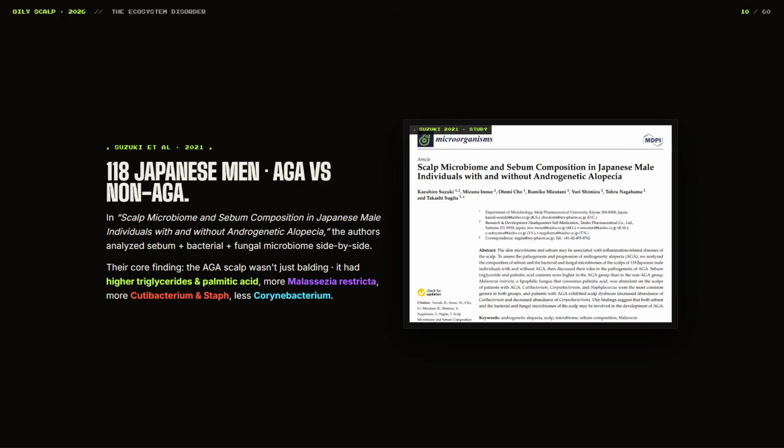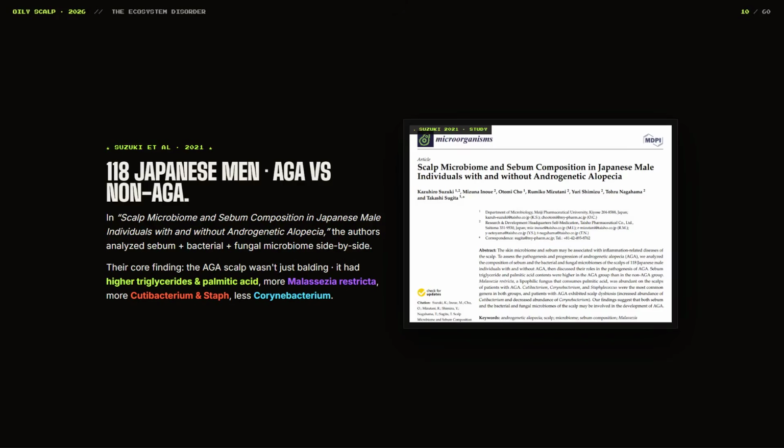In the 2021 Suzuki et al. paper titled "Scalp Microbiome and Sebum Composition in Japanese Male Individuals with and Without Androgenetic Alopecia," the authors analyzed the sebum on the scalp of 118 Japanese men with and without androgenetic alopecia, and they wanted to see the composition of bacterial and fungal microbiome differences between these two populations. This paper is very important because we're not looking at DHT from just the aspect of hair loss alone, but also what it's doing to our scalp and microbiome ecosystem.